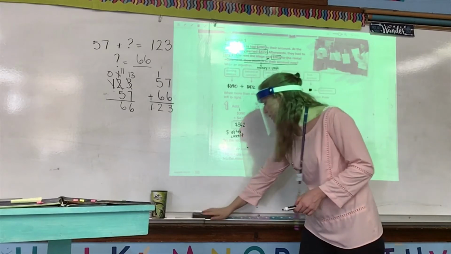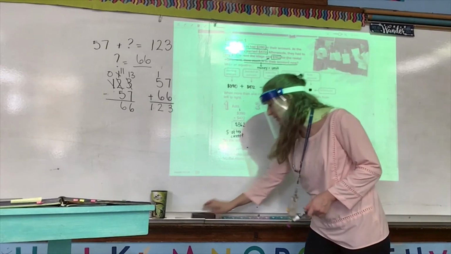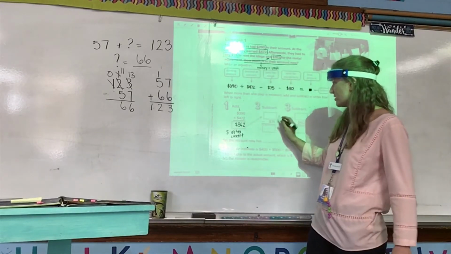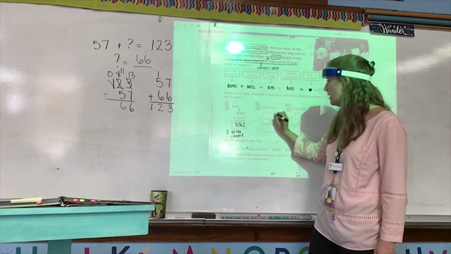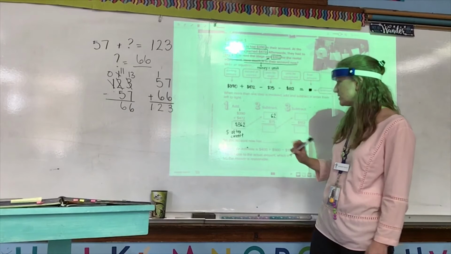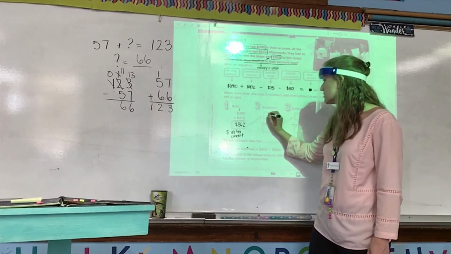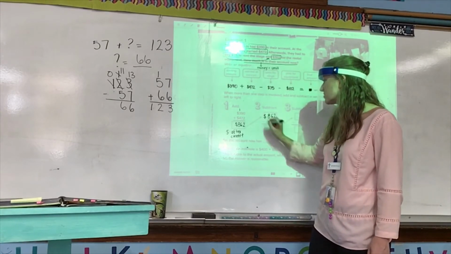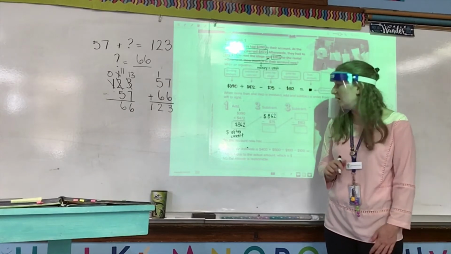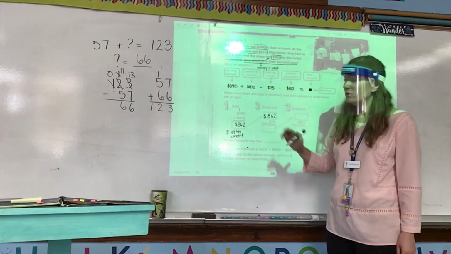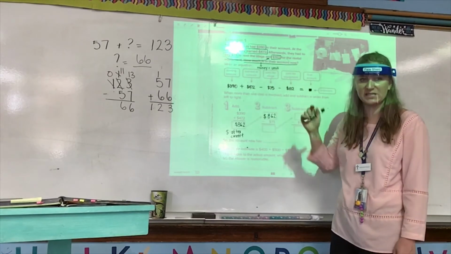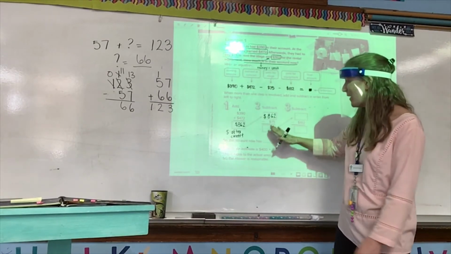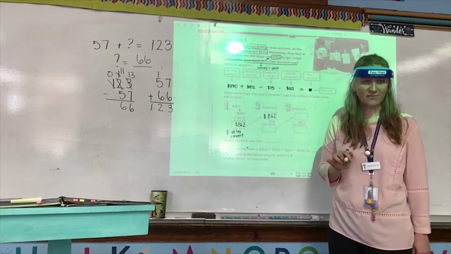862. Let me make sure to line it up. Since I already have my second number, I'm going to start with my first number. I'm going to line up the 2 with the ones place, the 6 with the tens place, and the 8 I can just put there because there is no hundreds place. Now, we have 390 plus 472 is 862. Now we have to subtract $75.